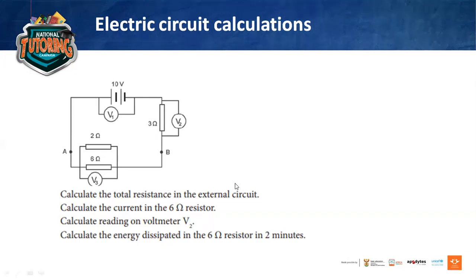It says here, calculate the total resistance in the external circuit. And then they said, calculate the current in the 6 ohms resistor, which is this one, and calculate the reading on the voltmeter V2. V2 is here, okay? And calculate the energy dissipated, okay?